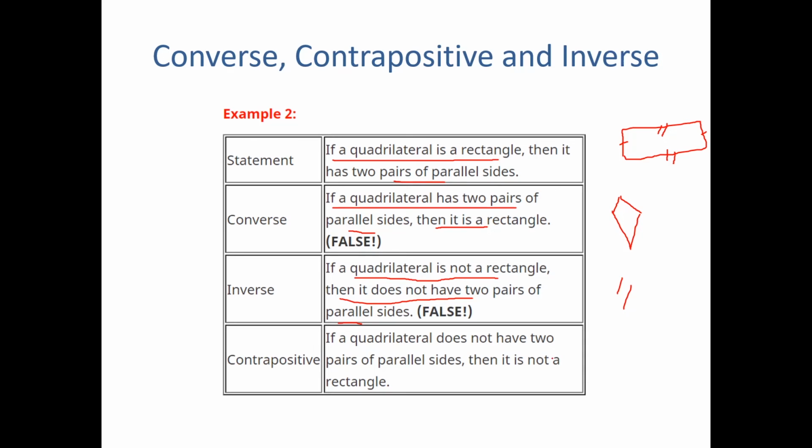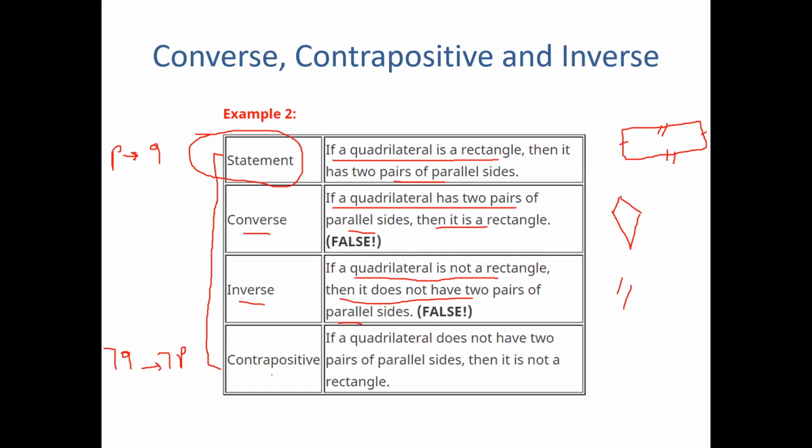Makes sense, right? If you're working with some quad and it doesn't have two parallel sides, then there's no way it's going to be a rectangle. The point of this is that your original statement, P implies Q, will have the same truth value as your contrapositive, which is not Q implies not P.